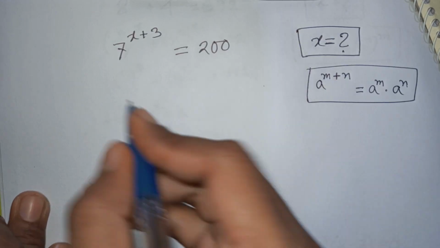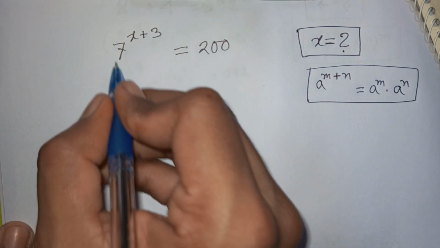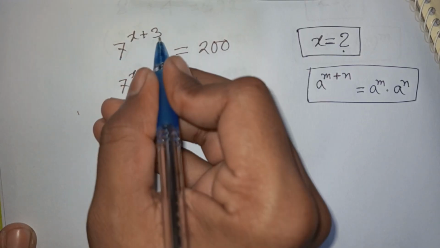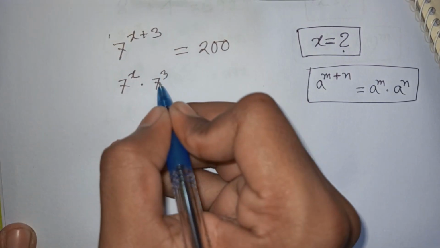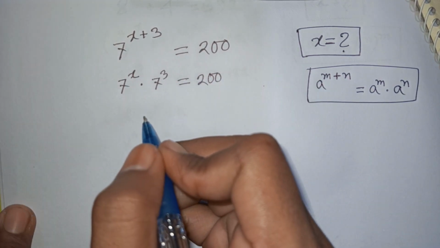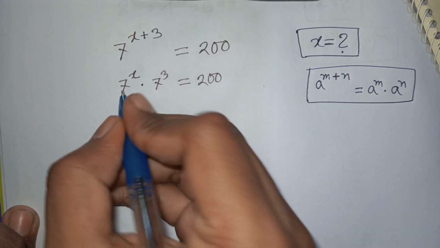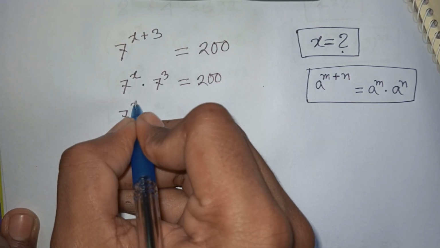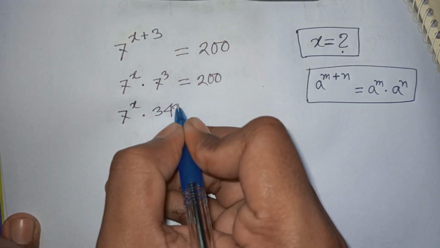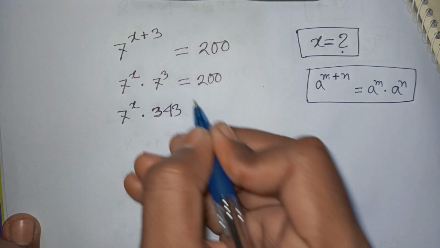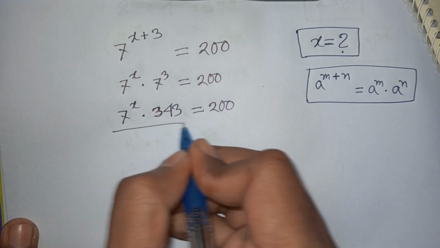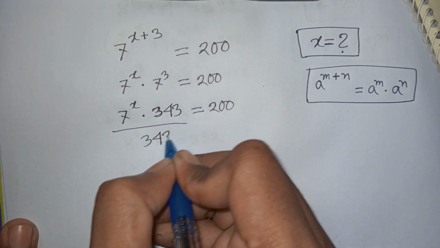So, 7 power of x plus 3 is same as 7 power x times 7 power 3 is equal to 200. In the next step, we have 7 power x times 7 power 3 is same as 343 is equal to 200. Now divide by 343 on both sides.